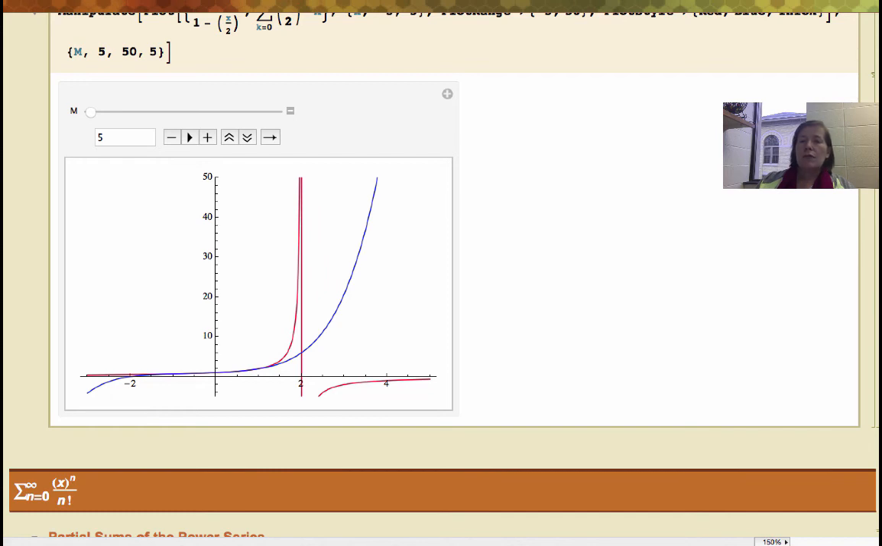Outside of that interval, the graphs of the polynomials shown in blue shouldn't settle down to a limiting value as m increases. So let's run our animation and see what happens to the graphs of the polynomials, which are the partial sums of this power series, as m increases, the highest power of x increases in the polynomial.